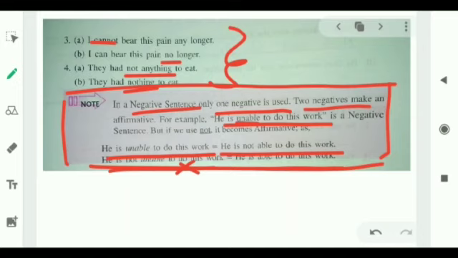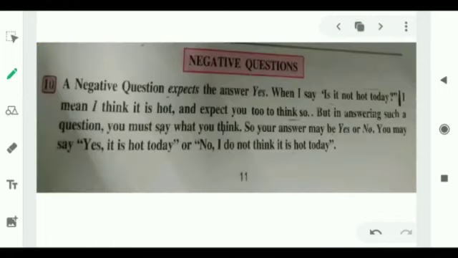In short, I would conclude that to turn an affirmative sentence into a negative one, you have to add words like no, not, never, nobody, cannot, may not, right? But while you are converting from negative to affirmative, you have to remove negative words like no, not, never, nothing, like this, right? So let's proceed to the next part of today's topic, that is regarding negative questions.